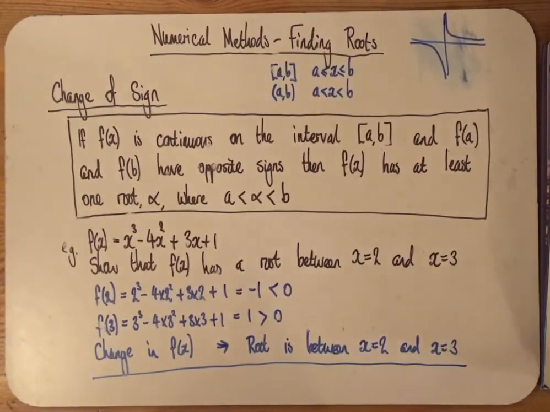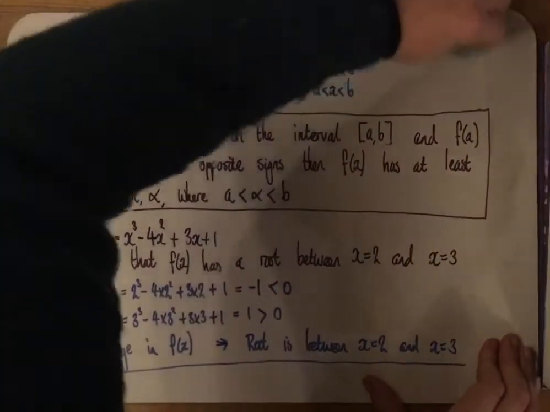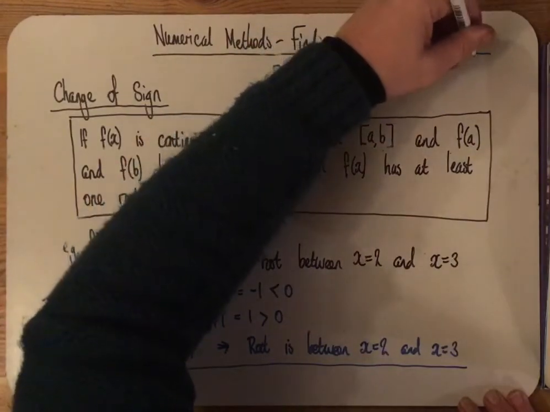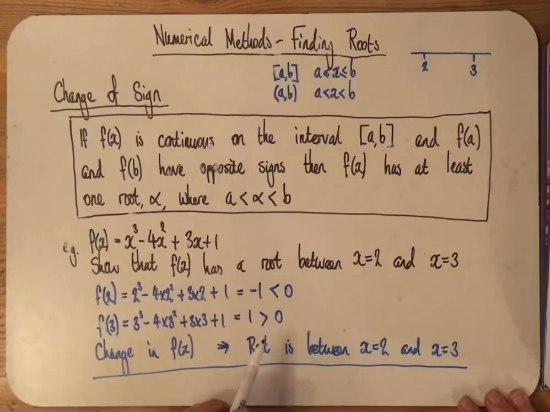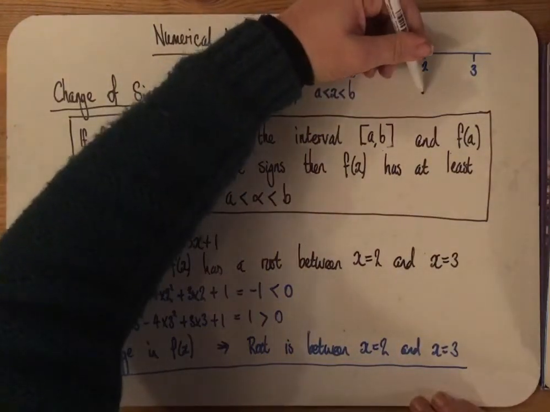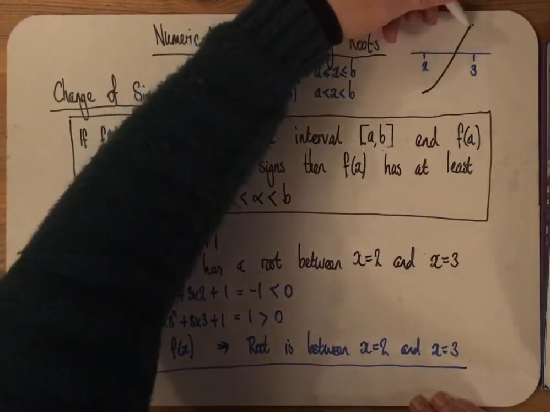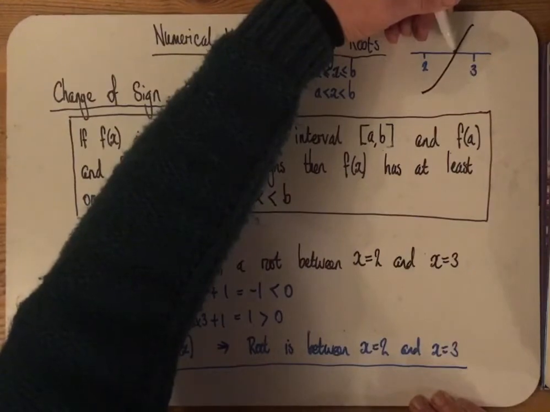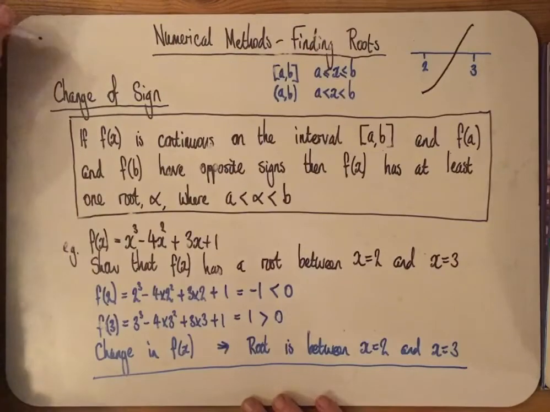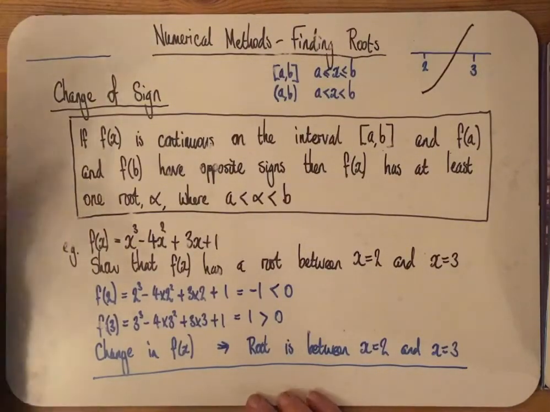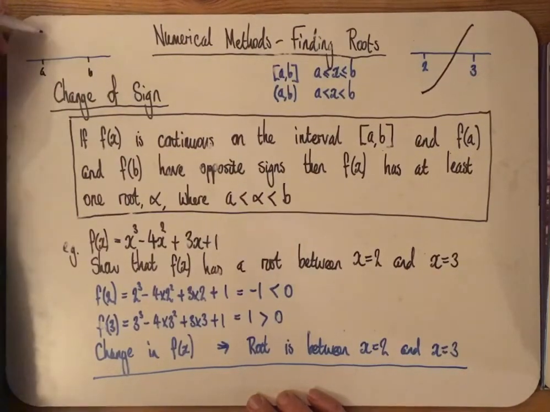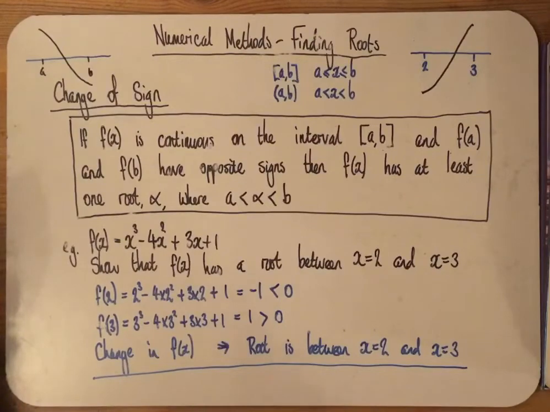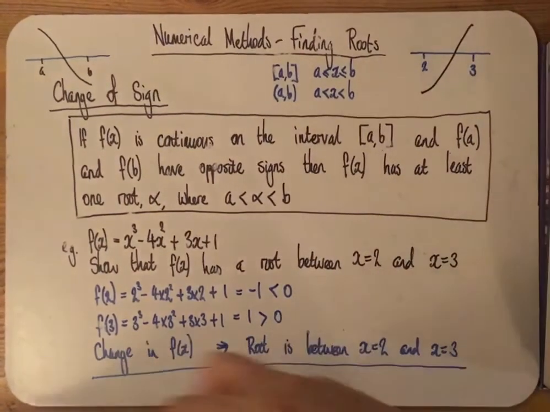So all you're basically saying is that between 2 and 3, f of x is going from being negative to positive. So the value of the function here is negative. The value of the function here is positive. We're not really interested in the shape in between, but if it's going from being negative to positive, there must be a place in between where the value of the function is 0. Similarly, if it was going from being positive to negative, then there must be a place where the function equals 0, and that is your root in the interval.